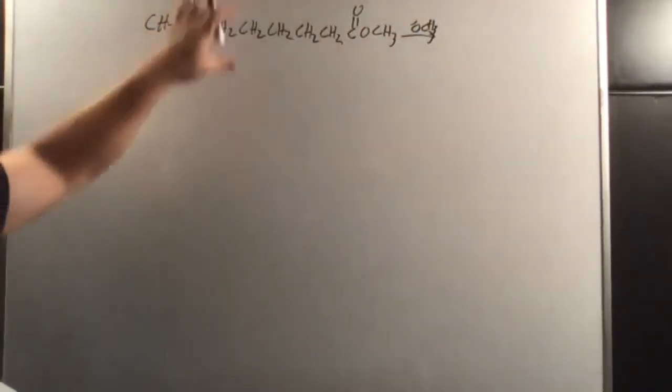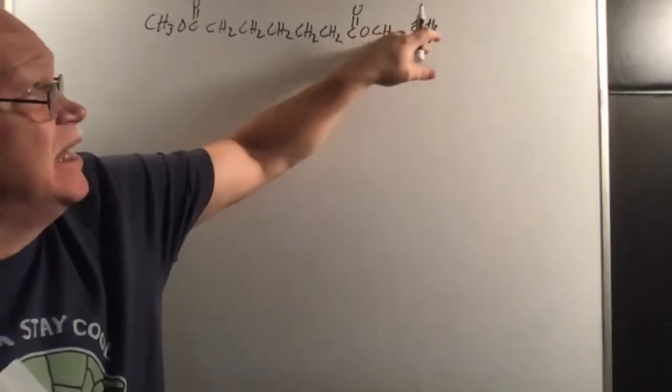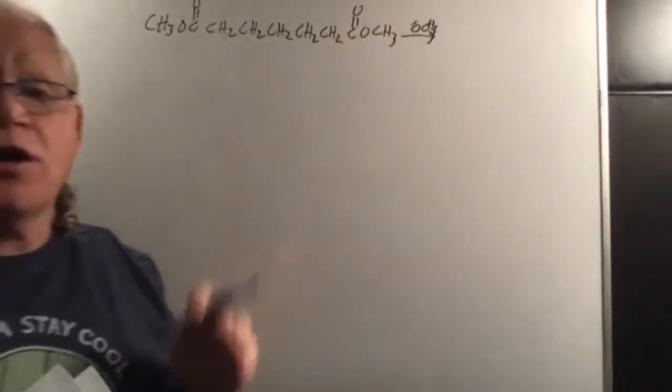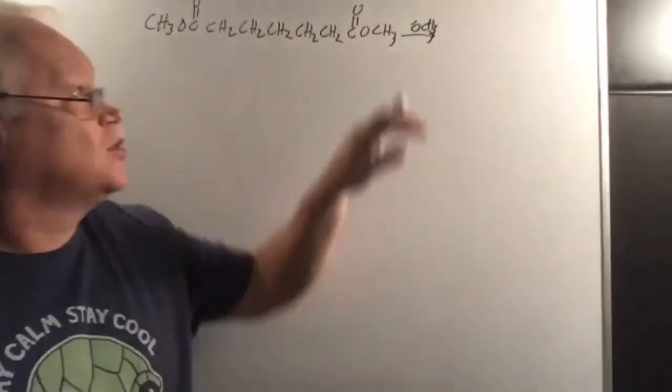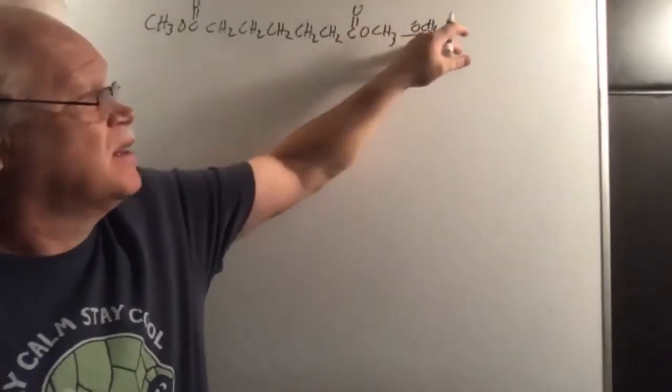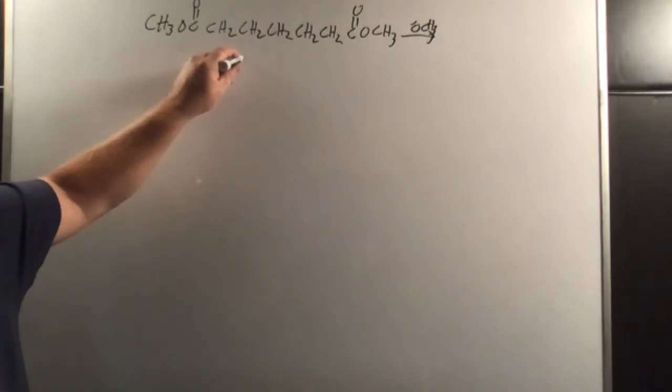Whenever you have esters in the compound or esters in the reaction, the base has to be the same thing as the ester part of the compound. So notice this is an OCH3. The base must be OCH3 minus. Now, let's do exactly the same thing.